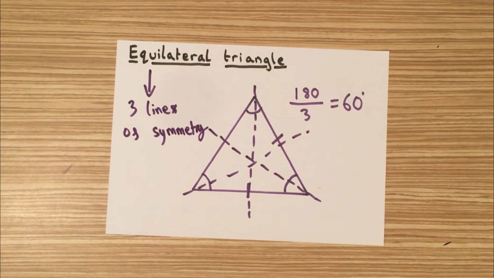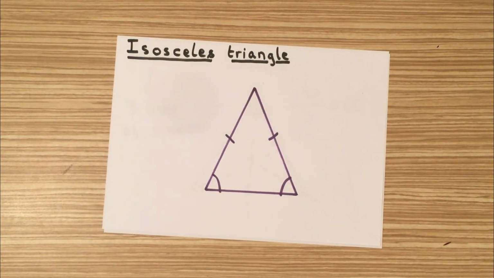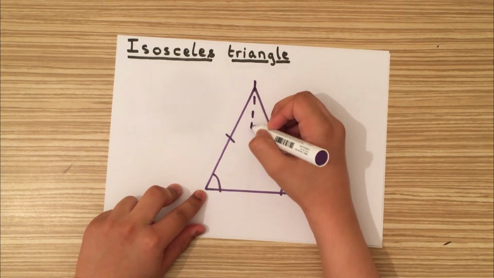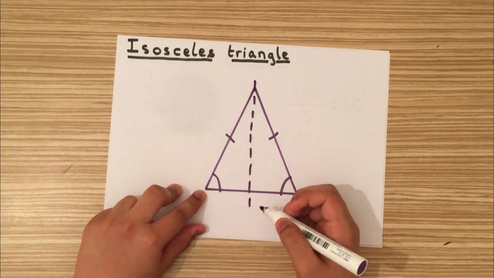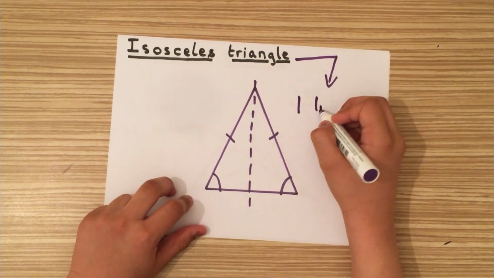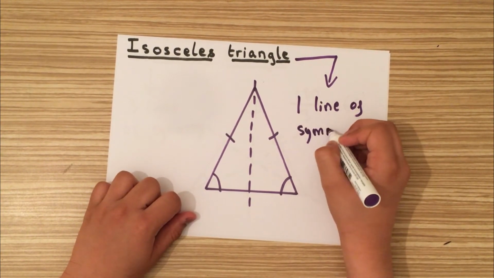Okay, so moving on to our next type of triangle, isosceles triangles. How many lines of symmetry does an isosceles triangle have? Well, all I can see is one line of symmetry down here. So an isosceles triangle has one line of symmetry.